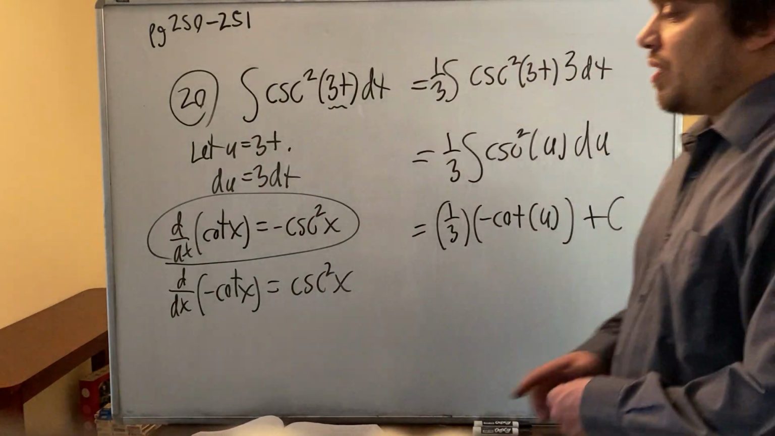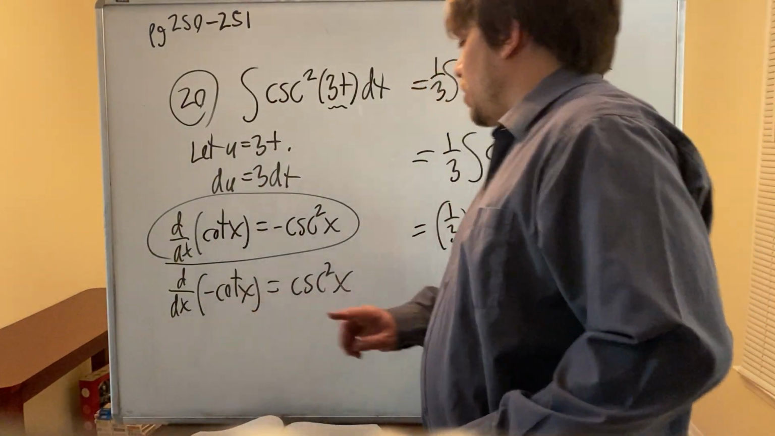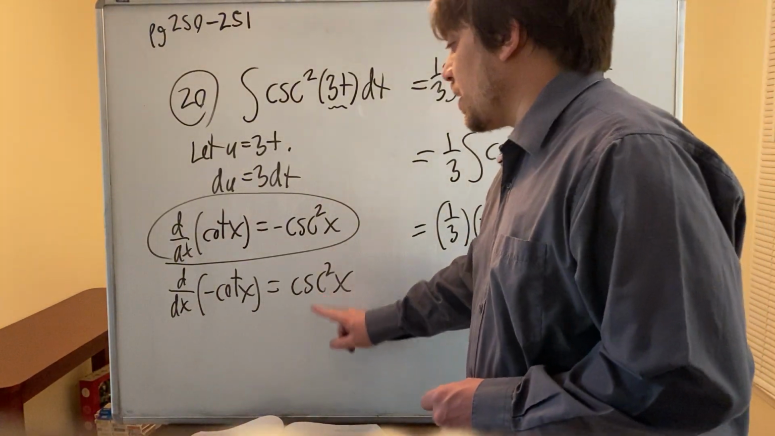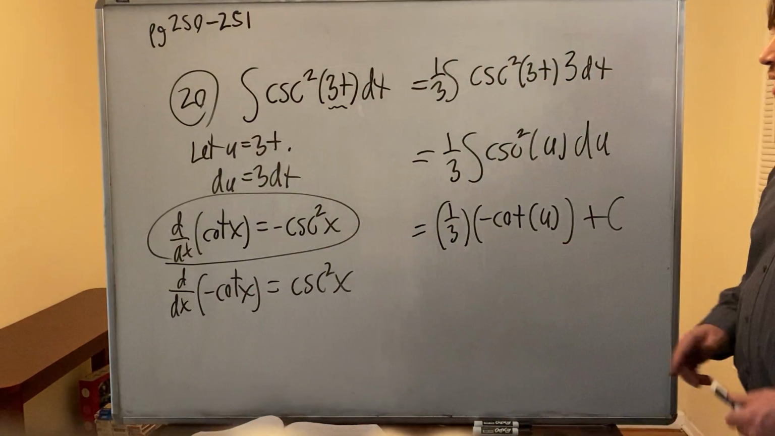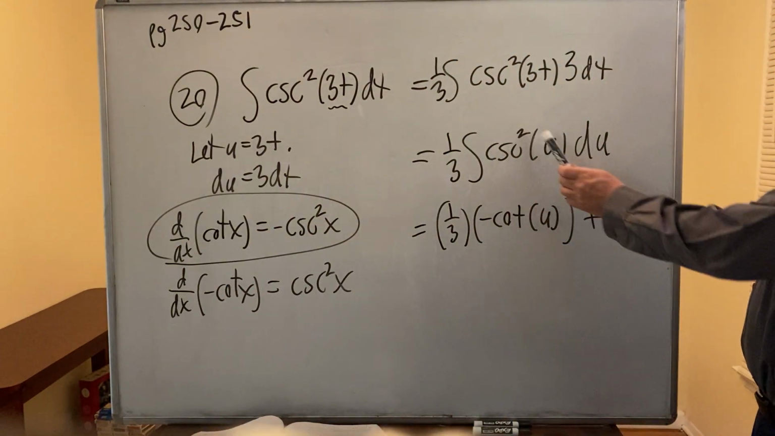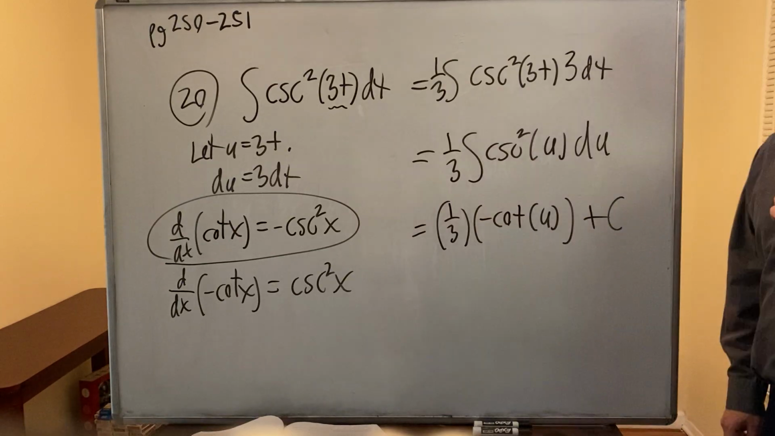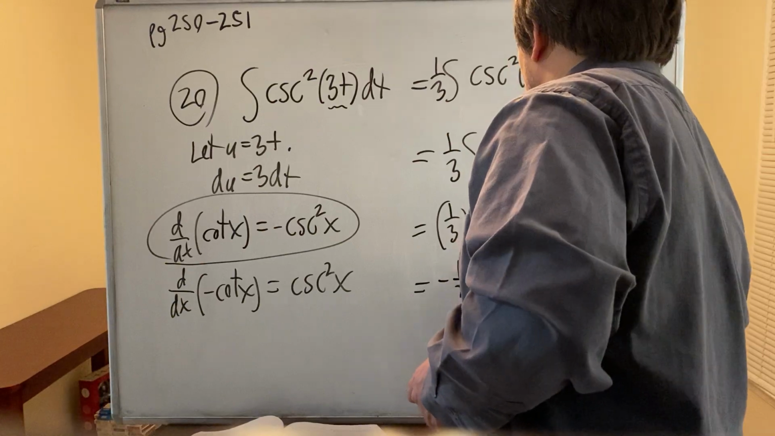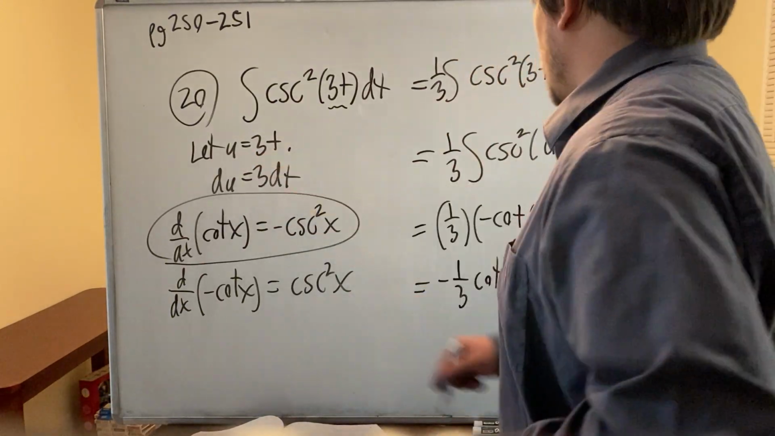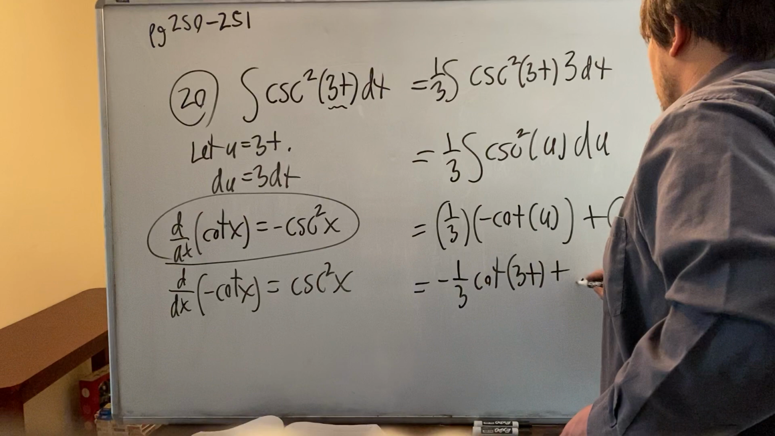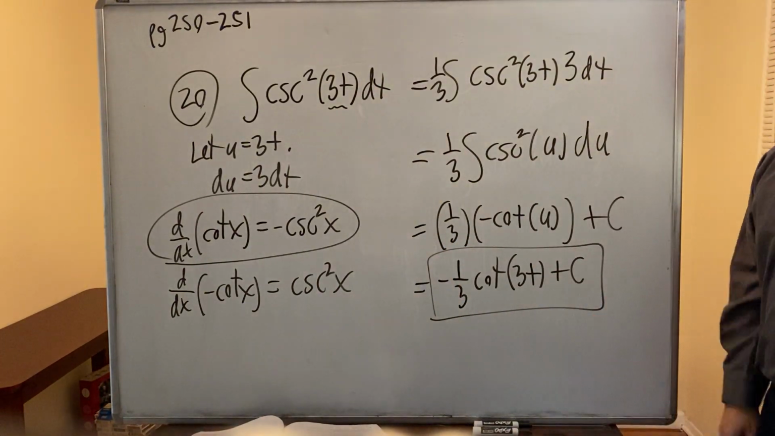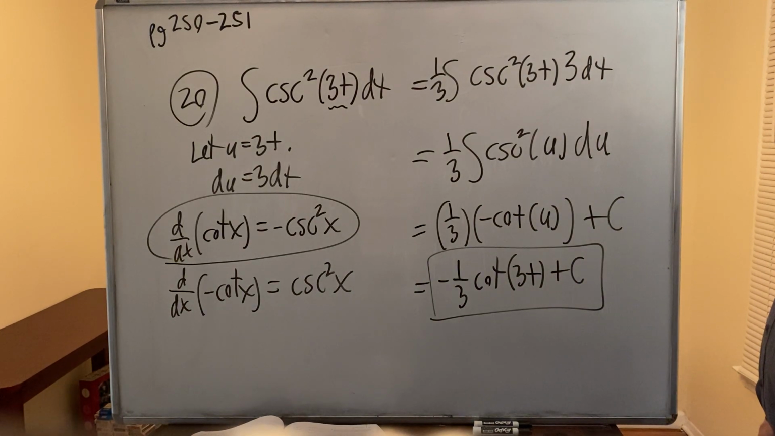Okay, so if the derivative of negative cotangent x is equal to cosecant squared x, then an antiderivative of cosecant squared x is negative cotangent x. And so here, an antiderivative of cosecant squared of u is negative cotangent u, plus c. So this is equal to negative 1/3 cotangent of u, which is 3t, plus c. That is the most general antiderivative of cosecant squared of 3t dt. Okay, so that's number 20.